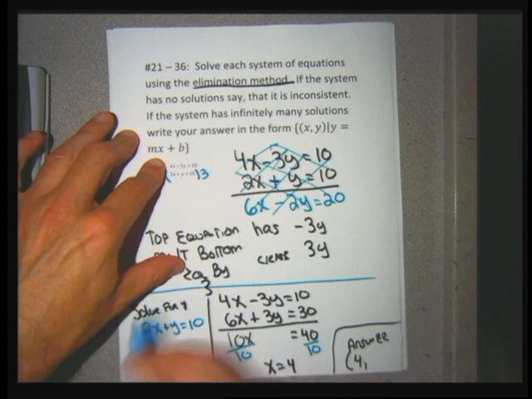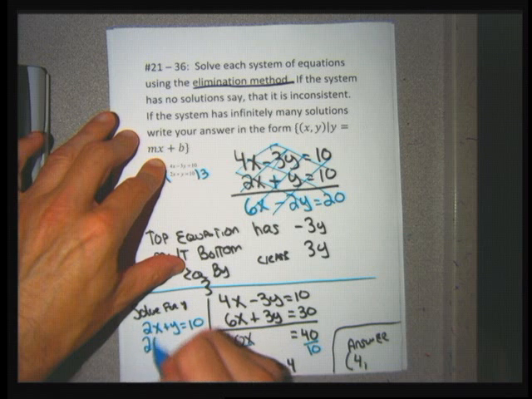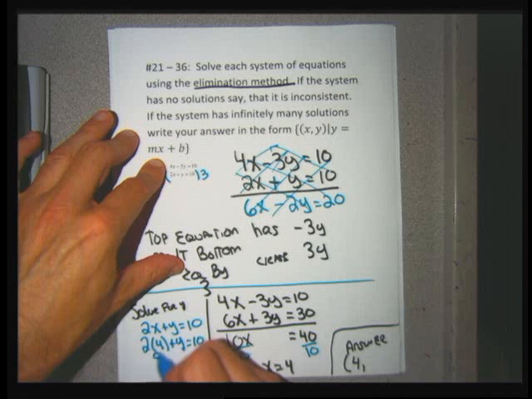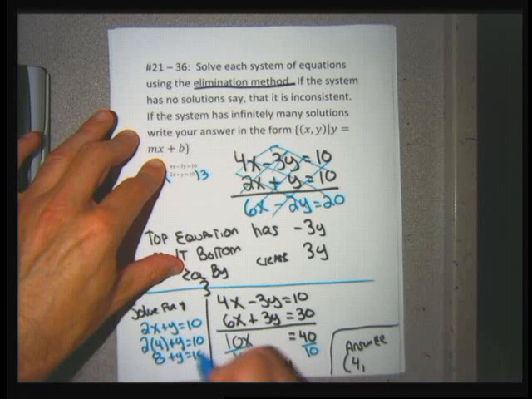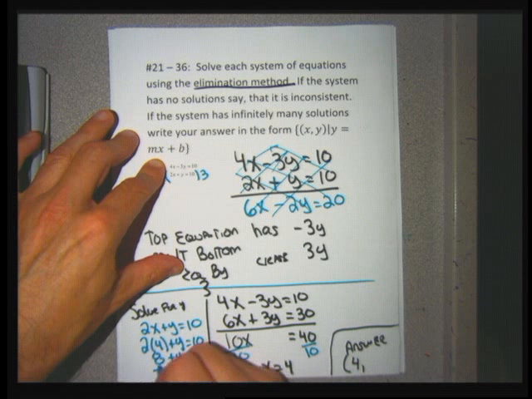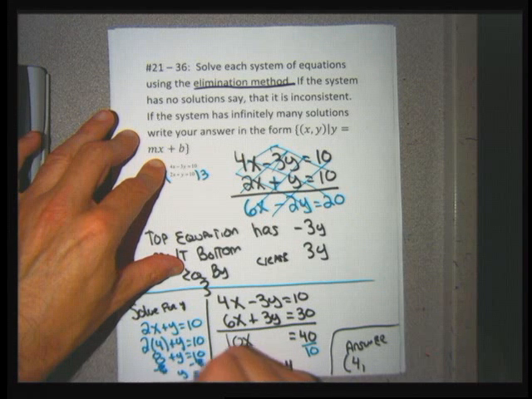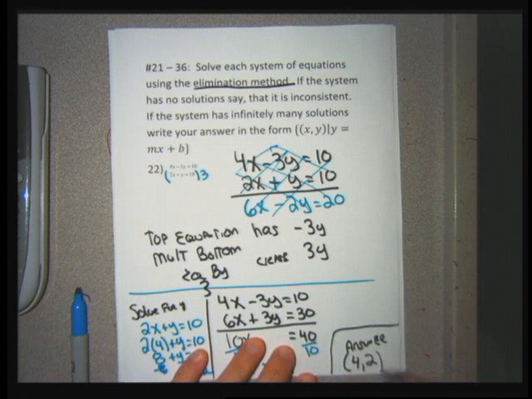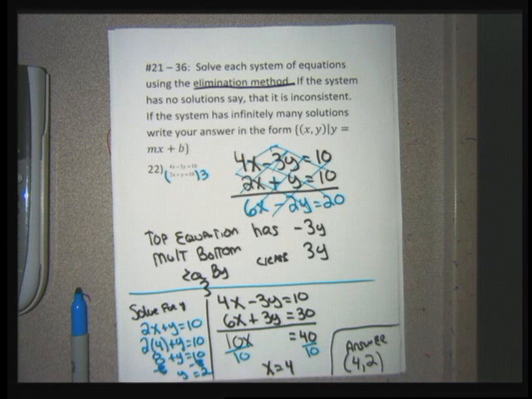I'm going to plug in 4 for x. I'm going to go 2 times 4 plus y equal to 10. That will give me 8 plus y equal to 10. Kind of tight on room, but when I minus 8 from both sides, I'm going to get y equal to 2. I claim that the solution to this system is the point 4, 2.